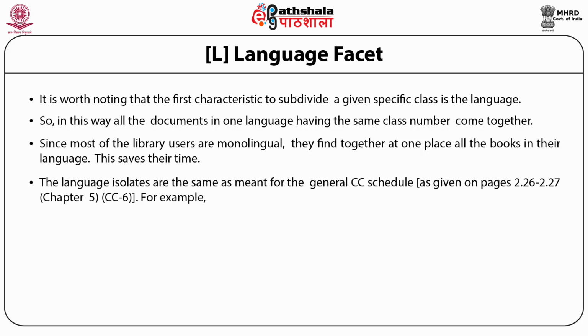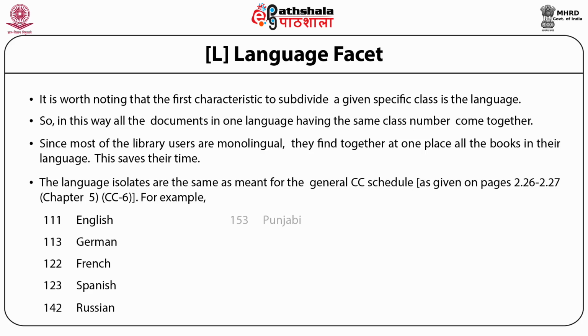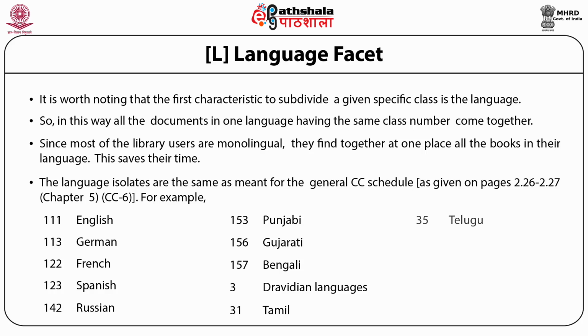The language isolates are the same as meant for the general colon classification schedules, as given on pages 2.26 and 2.27 of chapter 5 of the CC6. Some excerpts are given here. For example, 111 is English, 113 is German, 153 is Punjabi, 156 is Gujarati, and the three are Dravidian languages, 3.1 is Tamil, and 3.5 is Telugu.